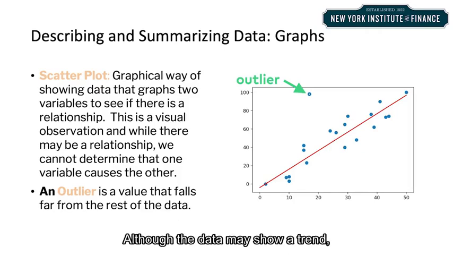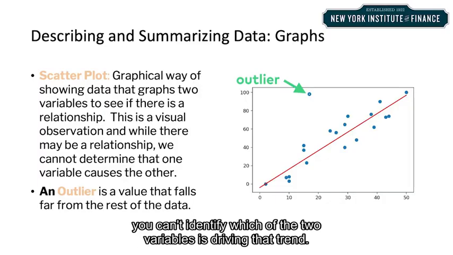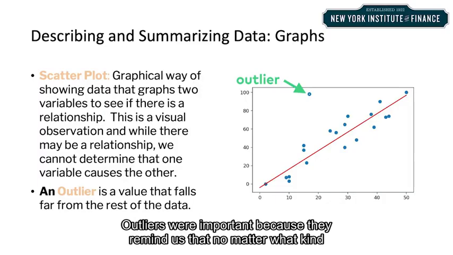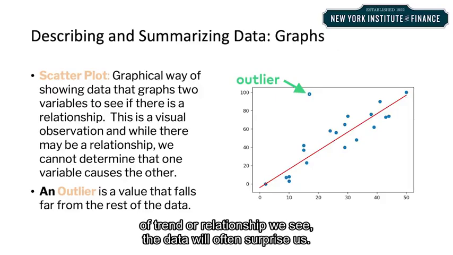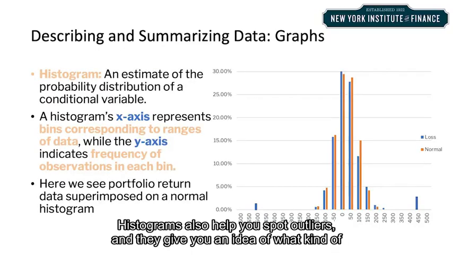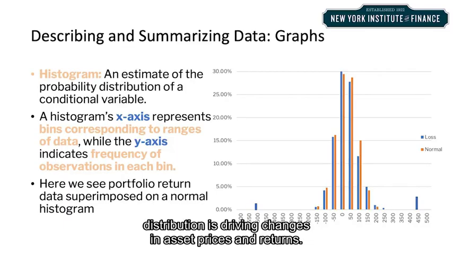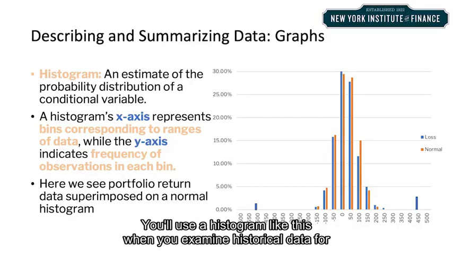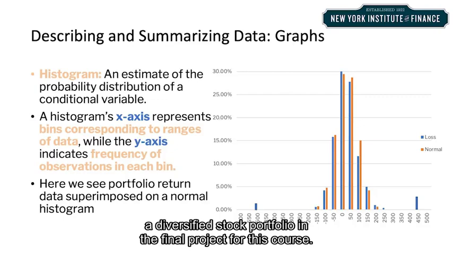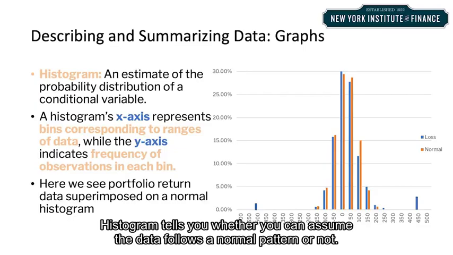Although the data may show a trend, you can't identify which of the two variables is driving that trend. Outliers are important because they remind us that no matter what kind of trend or relationship we see, the data will often surprise us. Histograms also help you spot outliers, and they give you an idea of what kind of distribution is driving changes in asset prices and returns. You'll use a histogram like this when you examine historical data for a diversified stock portfolio in the final project for this course. A histogram tells you whether you can assume the data follows a normal pattern or not.